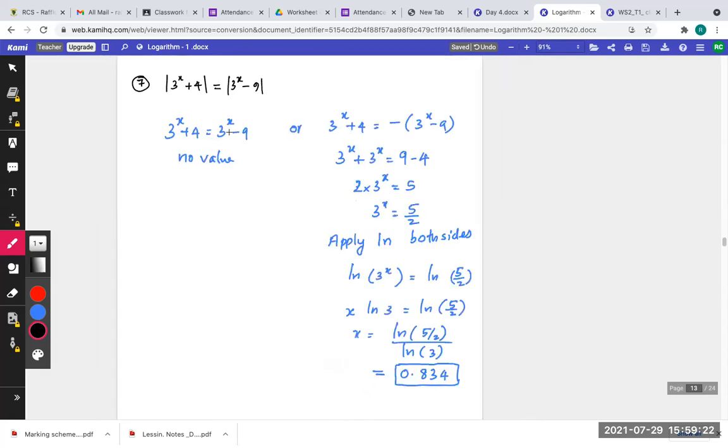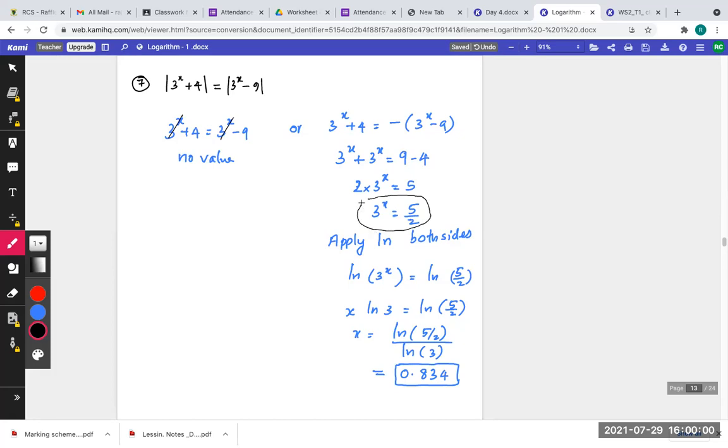Right here, both the modulus are there on both sides. So 3 to the power x plus 4 equals 3 to the power x minus 9, or 3 to the power x plus 4 is the negative of 3 to the power x minus 9. But here this 3 to the power x gets cancelled, meaning you are not getting any x value here. But in this case, you move the 3 to the power x to one side, and you get 3 power x plus 3 power x equals 9 minus 4. 3 power x plus 3 power x is 2 times 3 power x, which is equal to 5, meaning 3 power x equals 5 by 2.